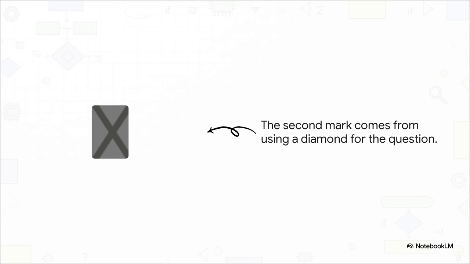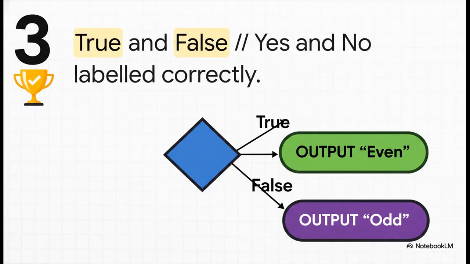This is going well. Mark number 3 is all about labeling the paths that come out of that diamond. Now, the mark scheme is incredibly specific here. It says true and false / yes and no must be labeled correctly. And it even tells us that the true path has to link to the even output. They're giving us the answer.